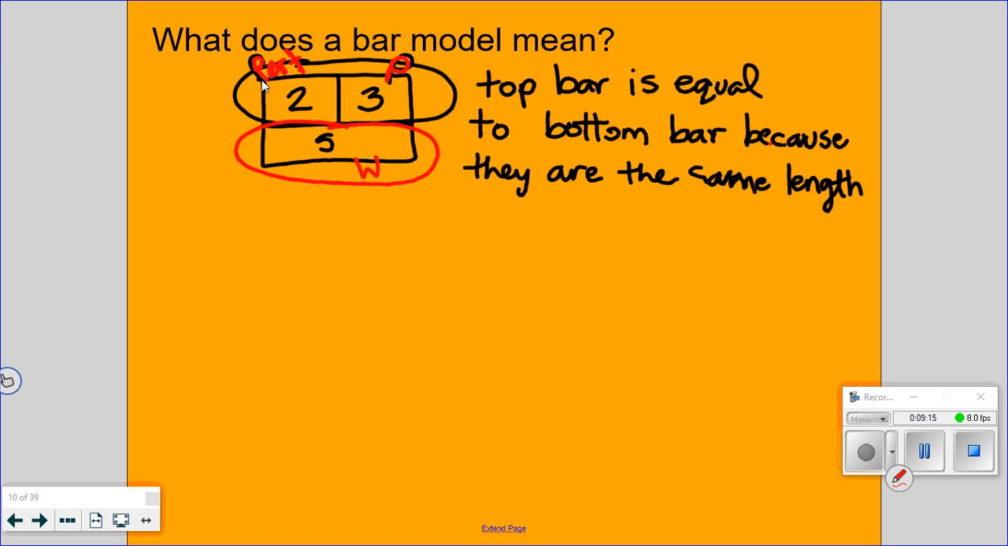This is really helpful because I know that when I add my parts together, I will get my whole. Let's write that equation. I've got 2 plus 3 equal to 5. Underneath that, we're going to write part plus part is equal to the whole. When I add those 2 parts together, I get my whole.